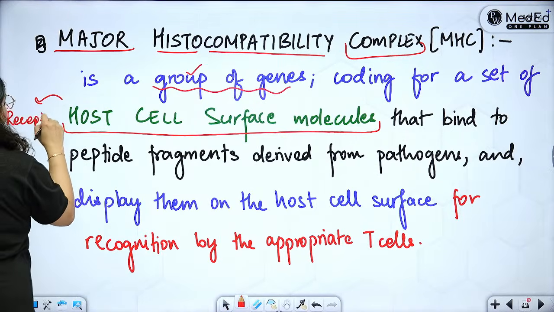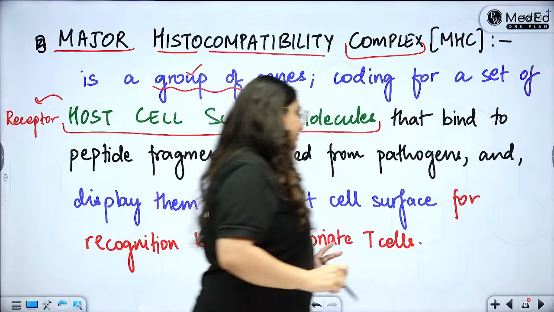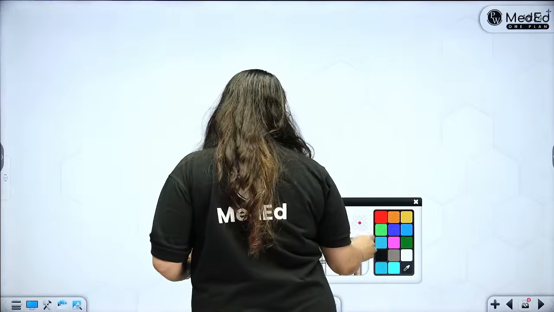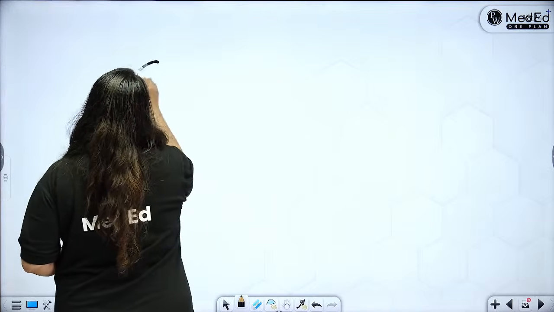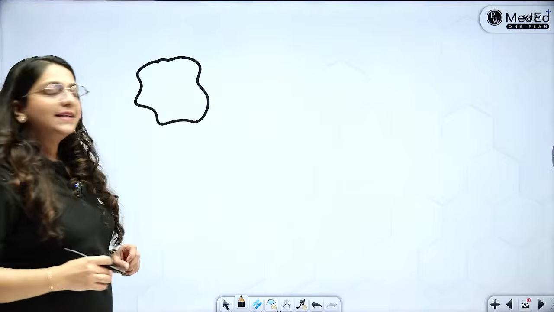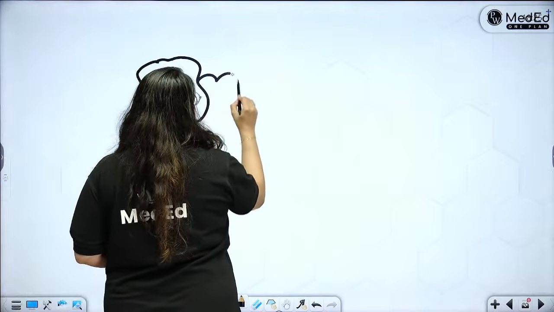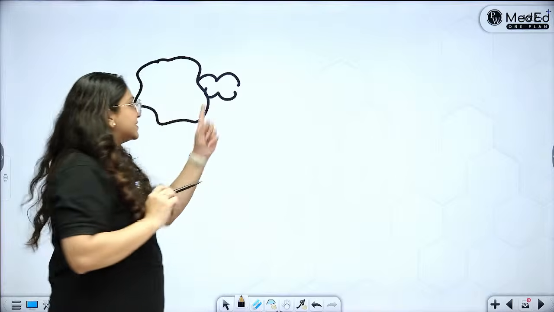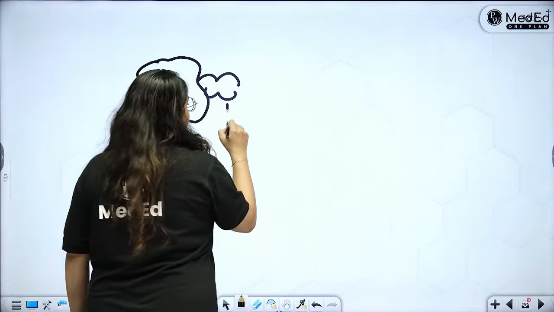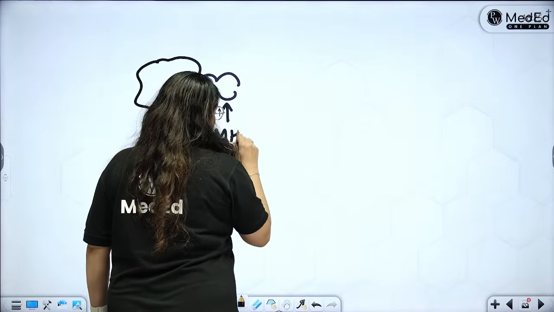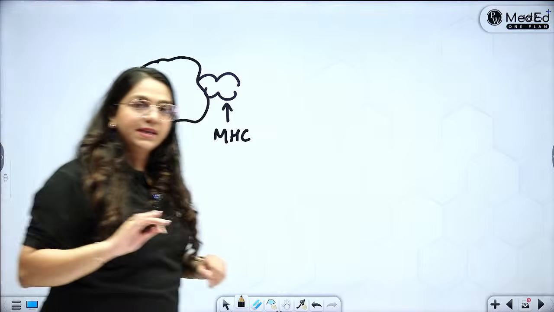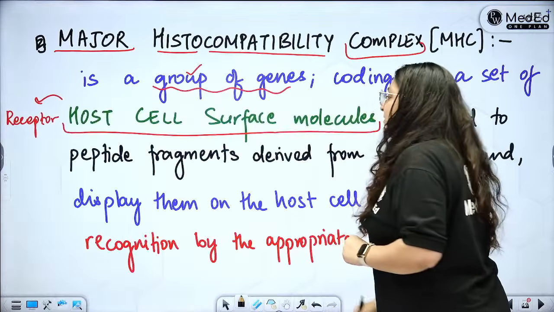Let's try to draw what they are saying. They are saying that MHC is a group of genes which codes for certain receptors on the top of a cell. So suppose this is a cell of my body and it is coding for a certain receptor on its surface. This is the receptor which has been coded by the major histocompatibility complex. So the MHC is coding for this receptor on this cell.